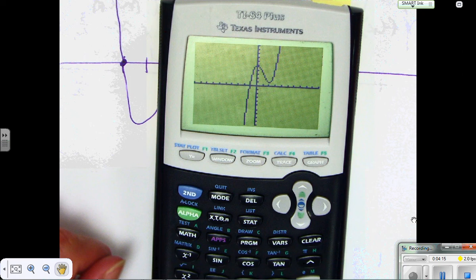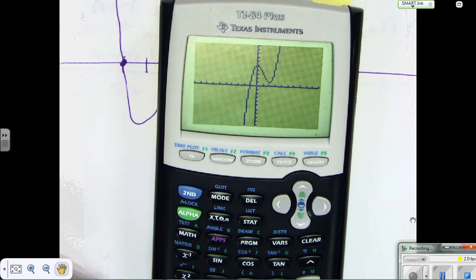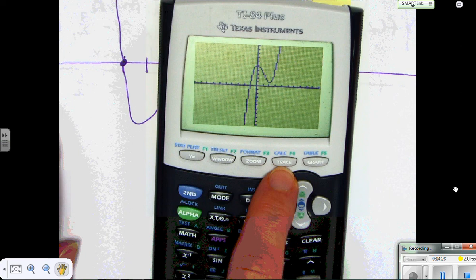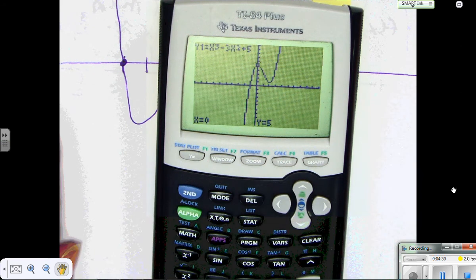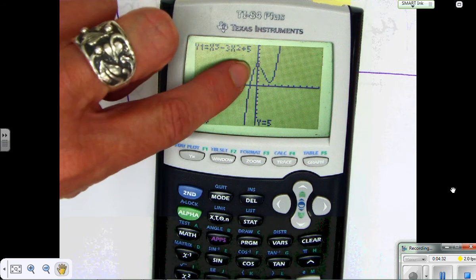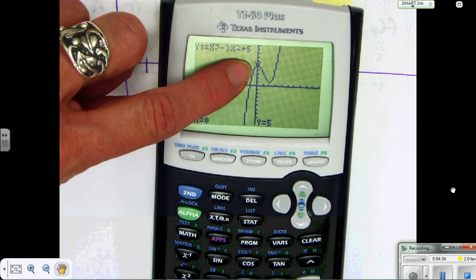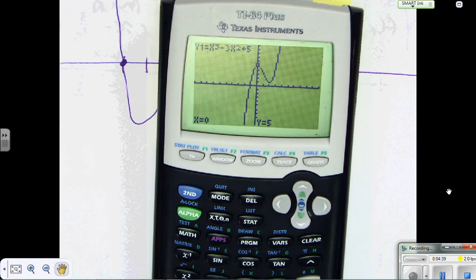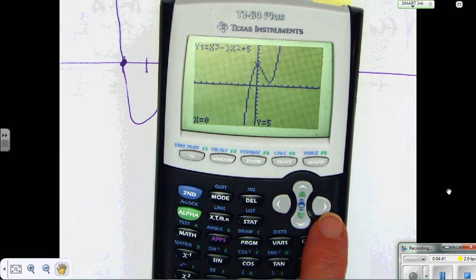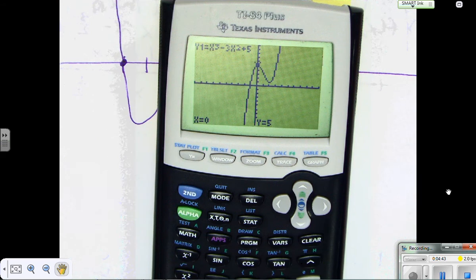Okay, so here's your graph. Any questions? Okay, so to find your relative max and relative min, you're going to use this trace button next to the graph button. So if you press trace, you have a cursor that lights up on your screen as flashing. And we're going to move that up and down to find the relative max and relative min. The thing is, you have to use the left or the right arrow. Don't use up or down, because up or down will take you off the curve. So you want to just stay with the left or right arrows.